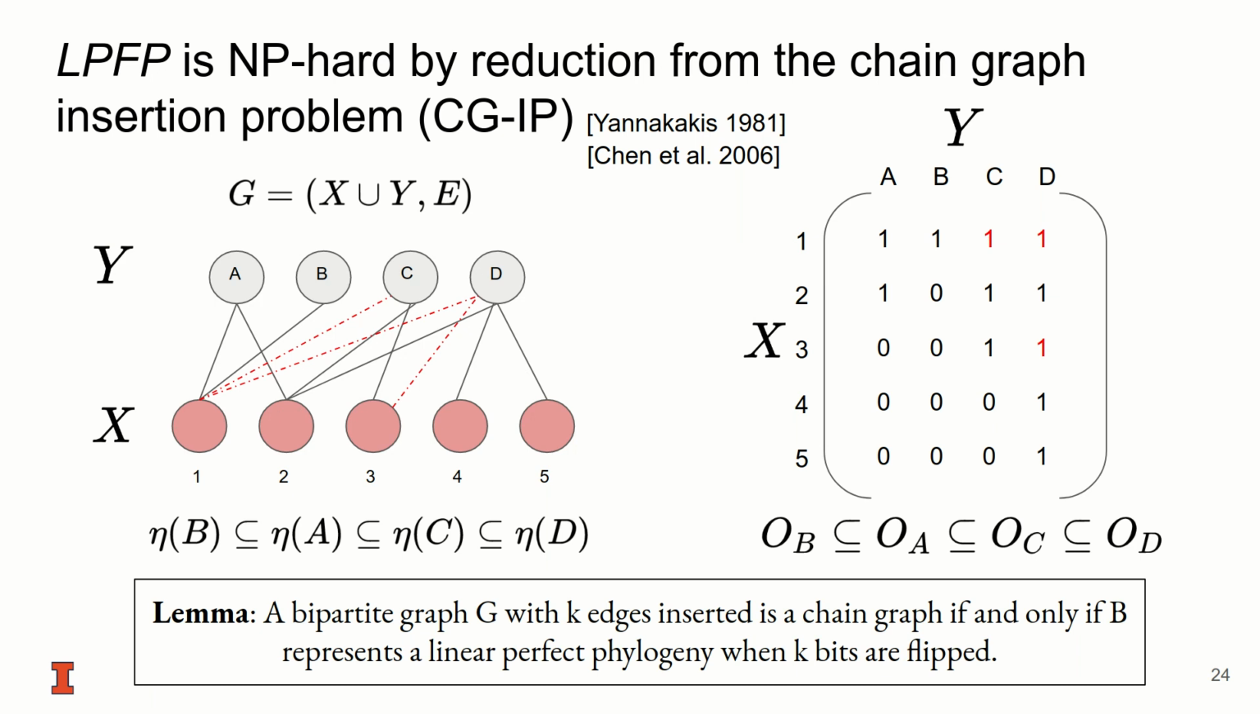So we can see, by the equivalence of the neighborhood condition and the 1 states for representing a linear perfect phylogeny, that we have the lemma: a bipartite graph G with k edges inserted is a chain graph if and only if B represents a linear perfect phylogeny when k bits are flipped.